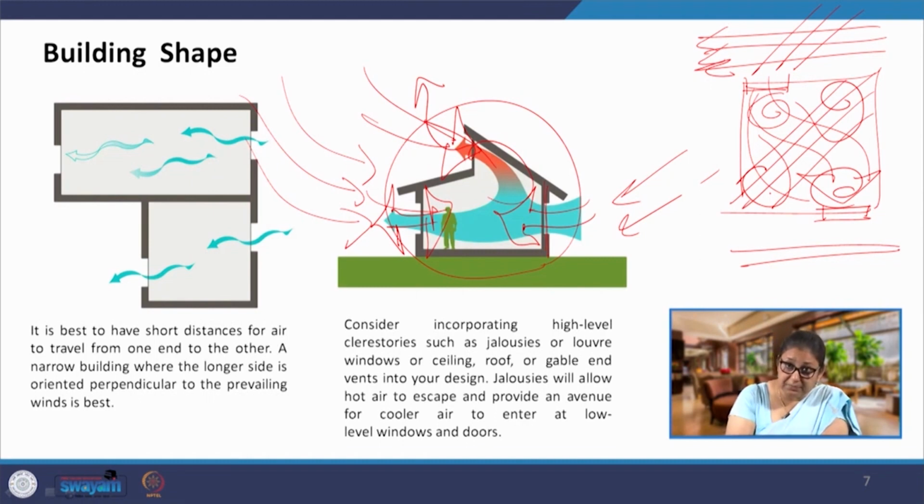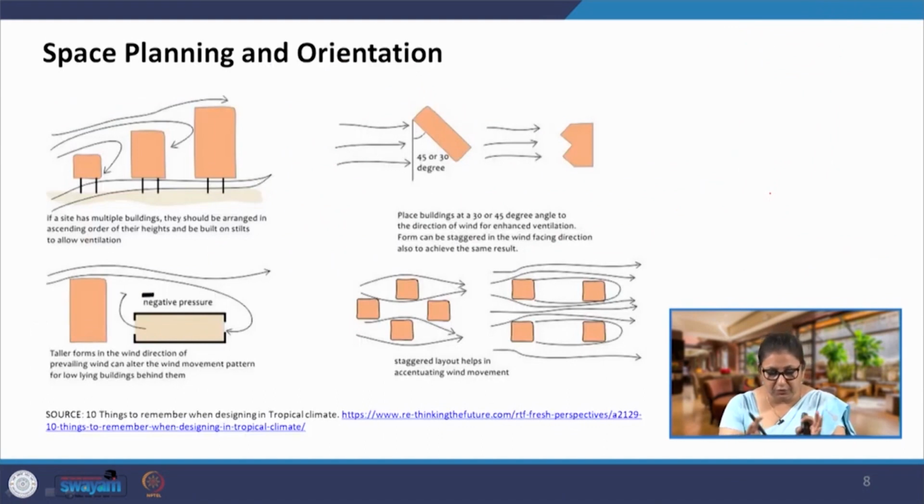So, building shape and then placement of fenestration depending upon the wind's direction is what we are going to look at when we want to provide for natural ventilation. We have already seen space planning and orientation. Vegetation and buildings shadow each other, they create negative spaces as far as natural ventilation is concerned, they create shaded spaces where we will not receive wind.